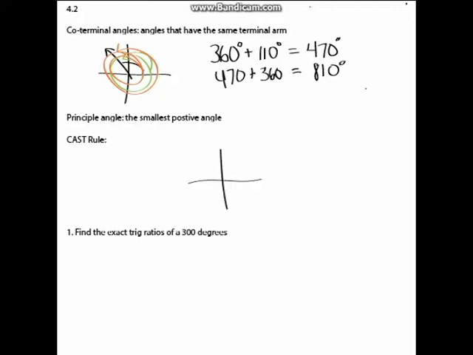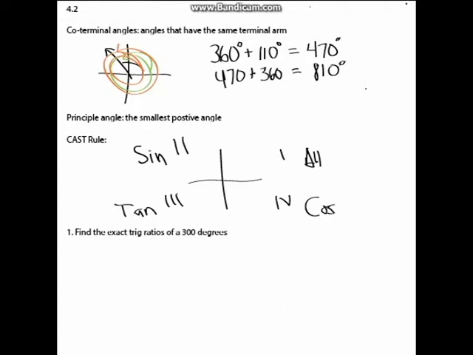Next is the CAST rule. A Cartesian grid is divided into 4 sections called quadrants, and it is also divided into 4 sections according to the CAST rule. CAST stands for cos, all, sine, and tan, and starts with the fourth quadrant and ends at the third. It indicates which section the trig ratio will be positive.